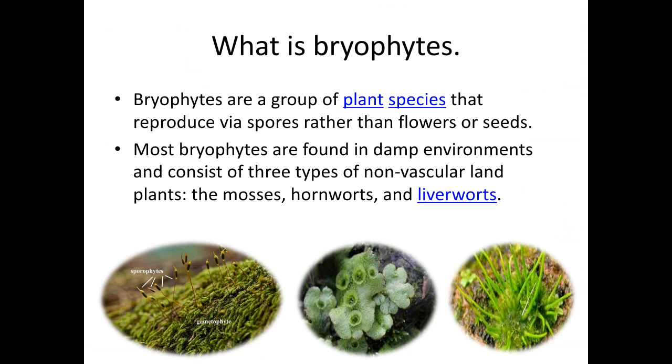Next, what is bryophyte? Bryophytes are a group of plant species that reproduce via spores rather than flowers or seeds. Most bryophytes are found in damp environments and consist of three types of non-vascular land plants, such as the mosses, hornworts, and the liverworts.